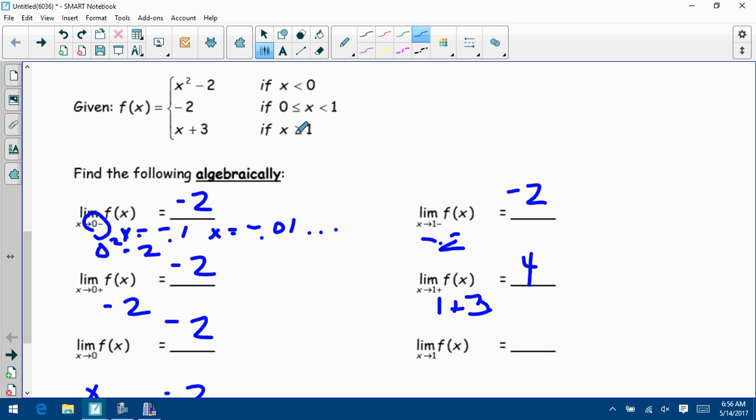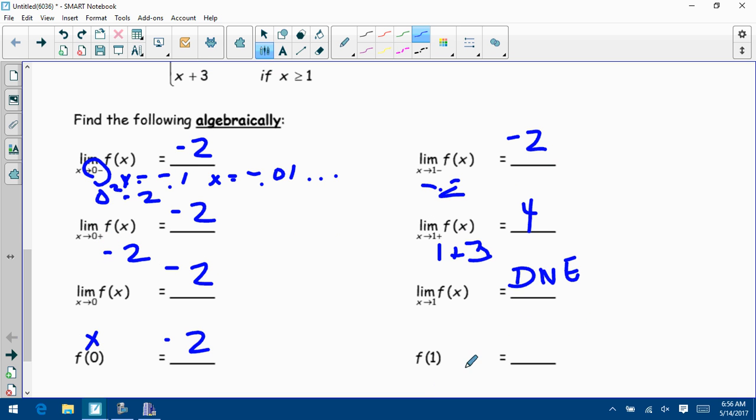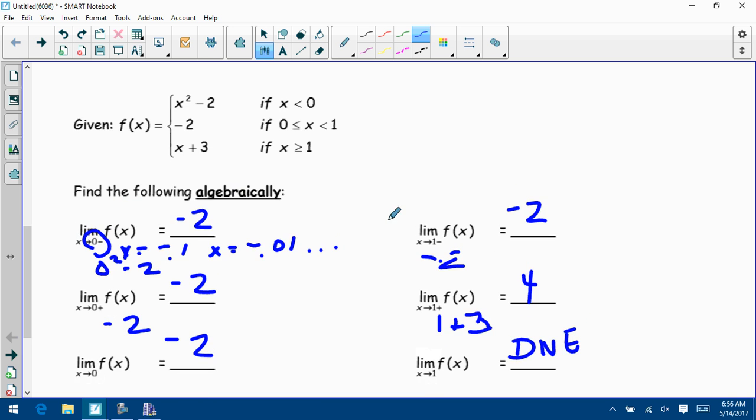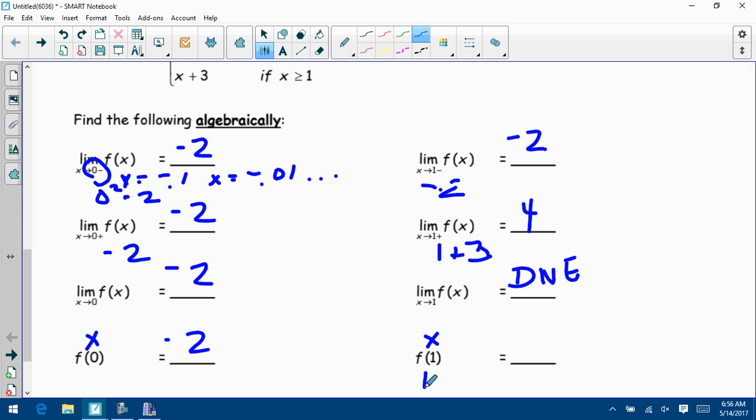Since 1 is split between two domains, we have to look at the left-hand and right-hand limits to determine the limit as x goes to 1. Since they're different, it does not exist. And finally, f of 1, now we're actually plugging in a value of 1. That falls into this last domain. Plug 1 in, you get 1 plus 3, so the answer here is 4.